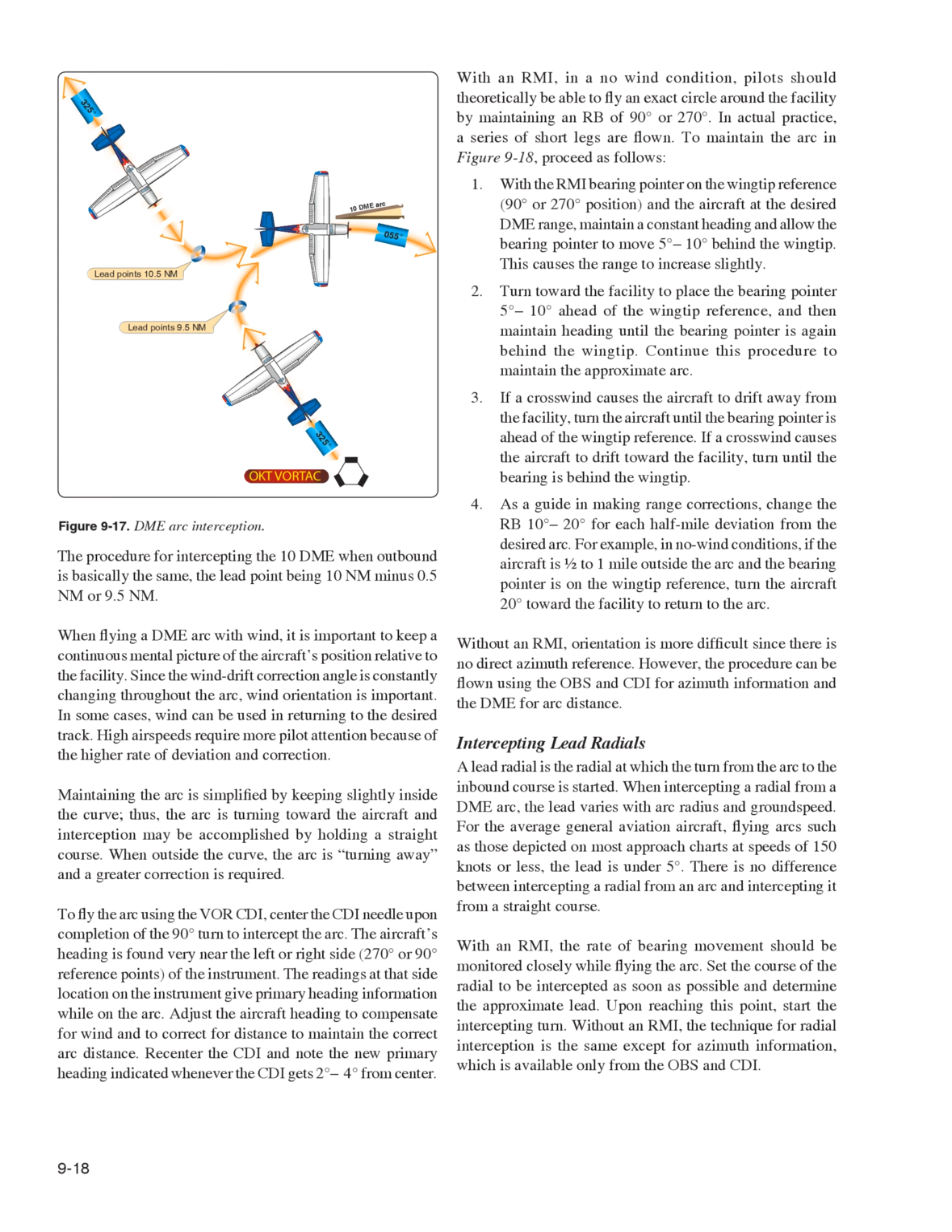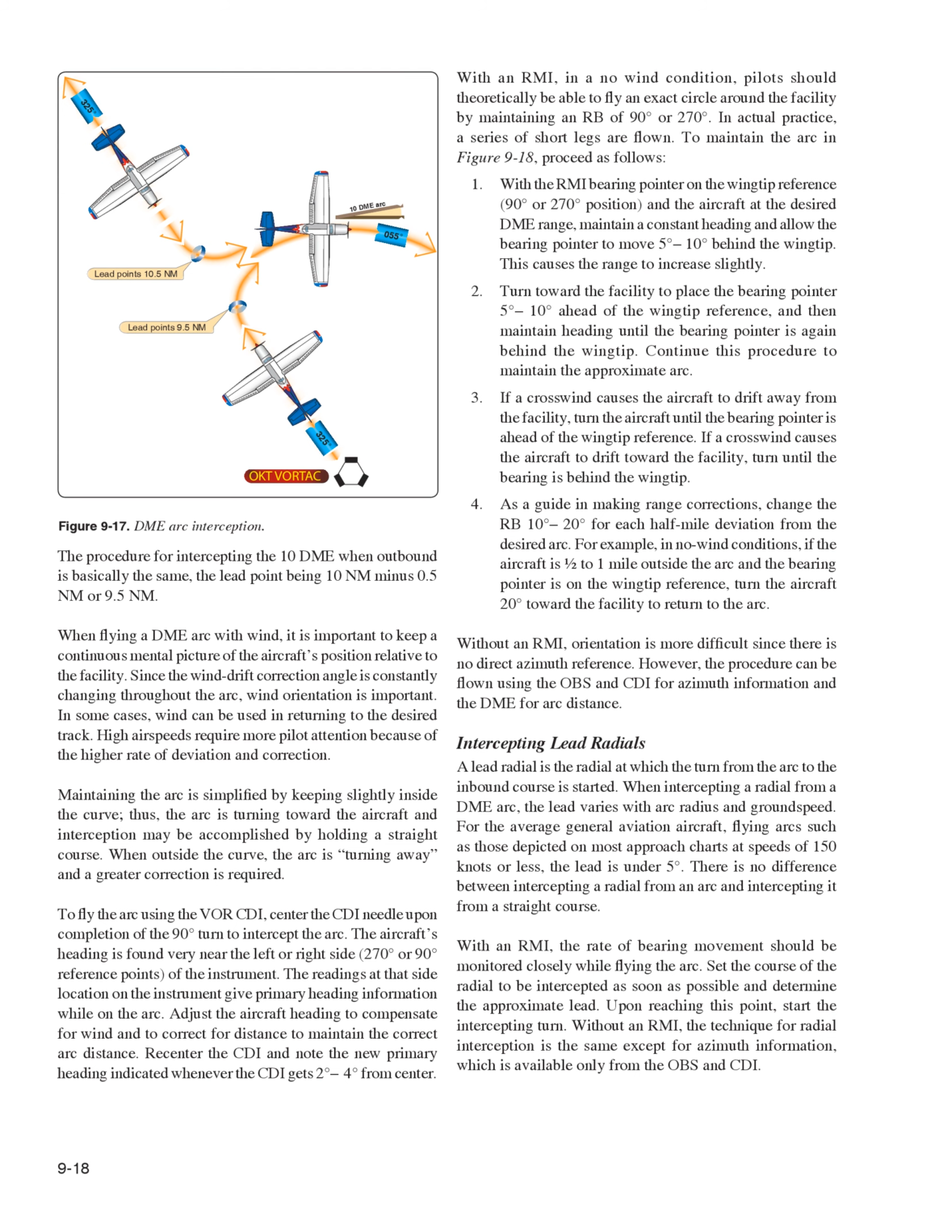2. Turn toward the facility to place the bearing pointer 5 degrees, 10 degrees ahead of the wingtip reference, and then maintain heading until the bearing pointer is again behind the wingtip. Continue this procedure to maintain the approximate arc. 3. If a crosswind causes the aircraft to drift away from the facility, turn the aircraft until the bearing pointer is ahead of the wingtip reference. If a crosswind causes the aircraft to drift toward the facility, turn until the bearing is behind the wingtip.